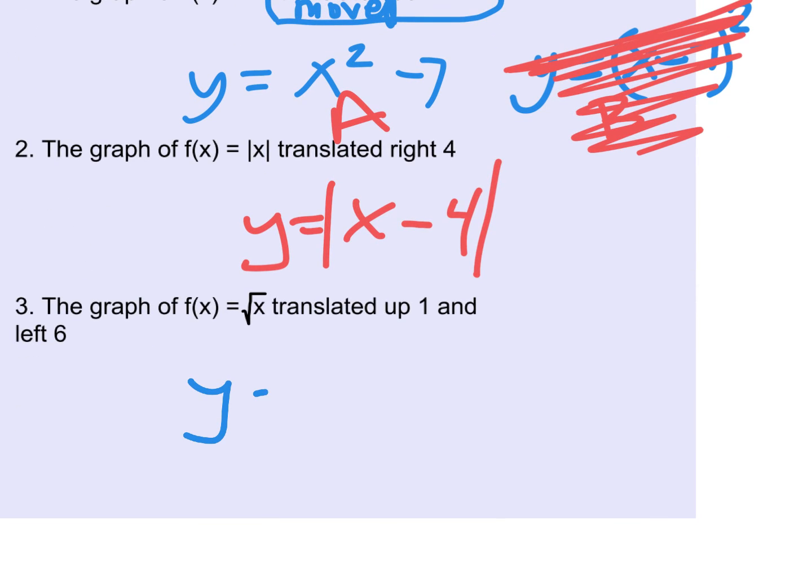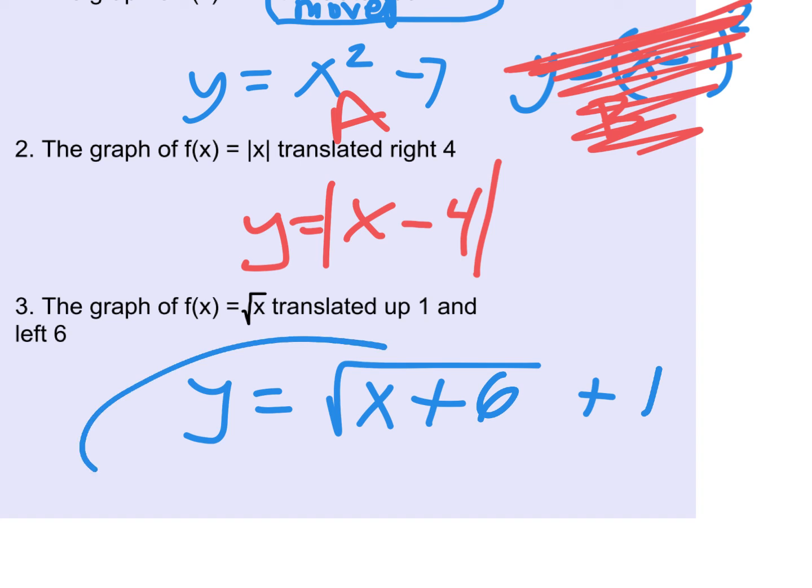This last one, y equals, you could say f of x instead of y. They're the same thing. Square root of x, but then translated up 1. Here's a really common mistake. And left 6. Nope. Totally wrong. Lydia, what should be where? 6 and 1 should be switched. Yep. And now just make sure, does that really go left 6? Feels like it goes right 6, but you can't trust the inside. So it does go left 6 and up 1. There we go. Here's your answer.